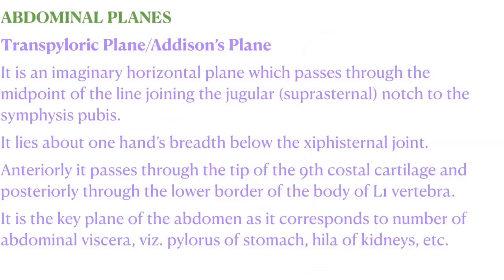Coming to the planes, we have some planes by which we can divide the anterior abdominal wall into regions, like the 4-quadrant regions or 9 regions, depending on the planes. It is easier to know the pathology deep to a particular region by dividing it into regions. First plane is the transpyloric plane or Addison's plane.